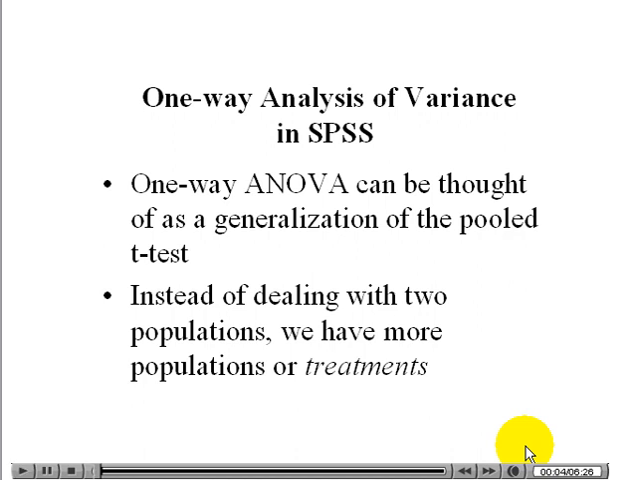One-way analysis of variance can be thought of as a generalization of the pooled t-test. Instead of dealing with just two populations, as we do in the case of the pooled t-test, now we have three or more populations which we want to compare. We refer to these different populations as treatments.